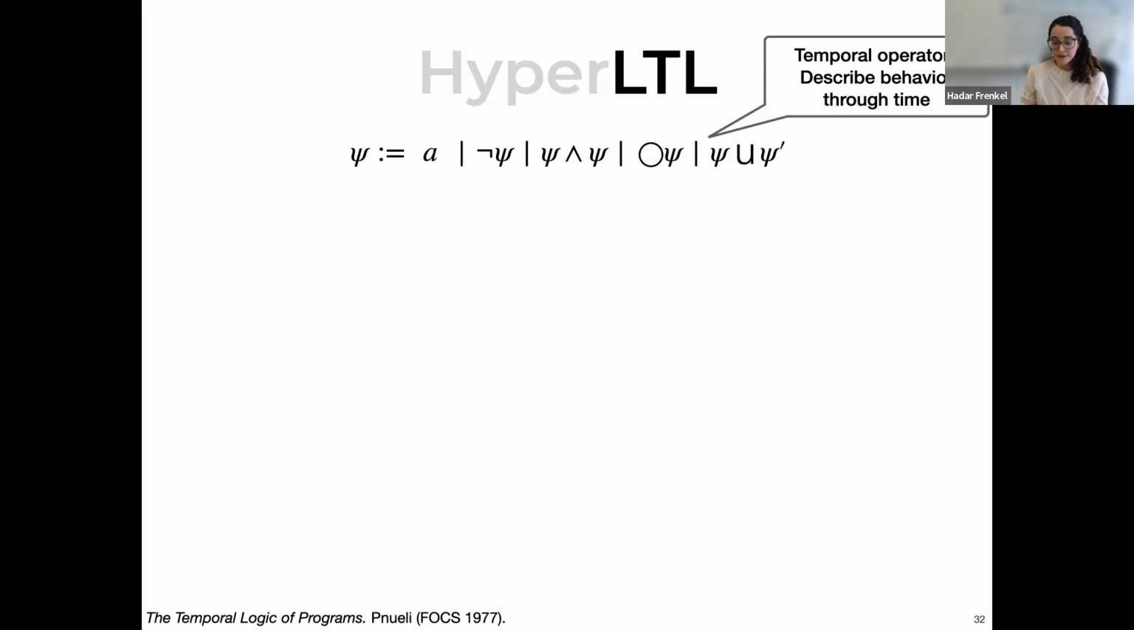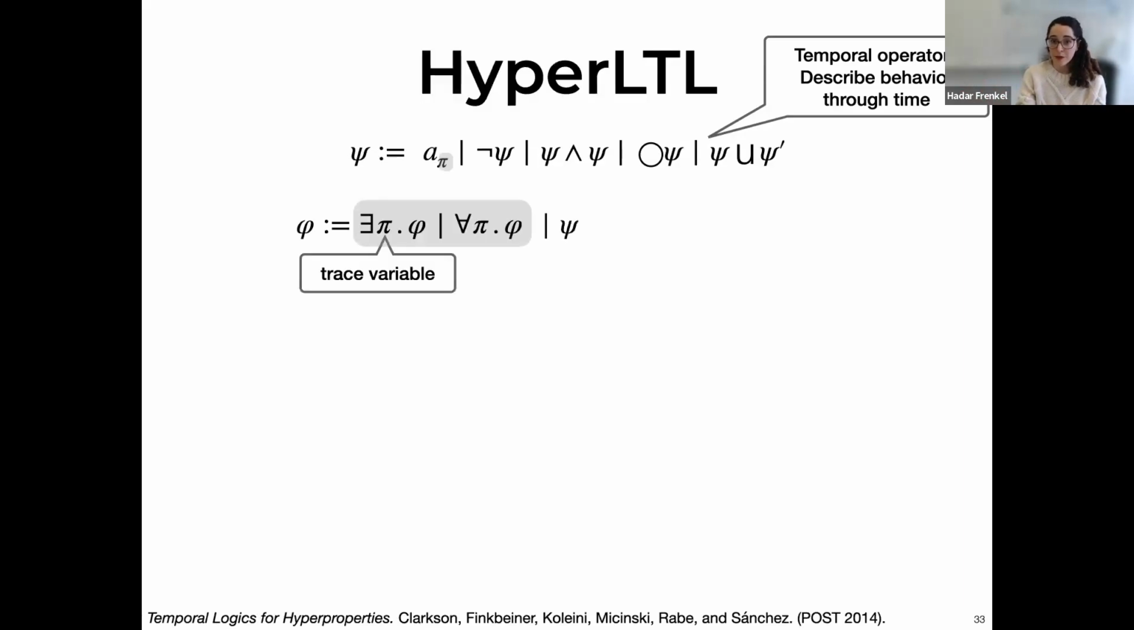And then we have hyper LTL that extends LTL by first order quantification over executions. So here I can say that there exists a trace such that something holds, or for all traces something holds, and I can nest them, so I can say exists for all exists and so on, and this is how I relate multiple executions. And now let's see how we express knowledge in hyper-LTL.